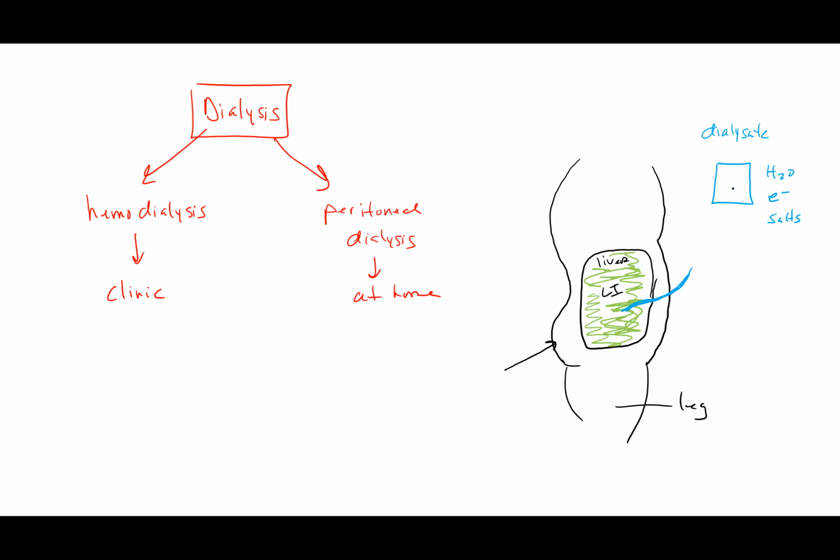So the patient hooks themselves up. The fluid goes in, and then you have another tube that brings it out. That's the outflow. And that goes into a bag and then is disposed of. Sometimes they want to test it to see what's in there, but overall, you're getting rid of that. So that would be peritoneal dialysis.